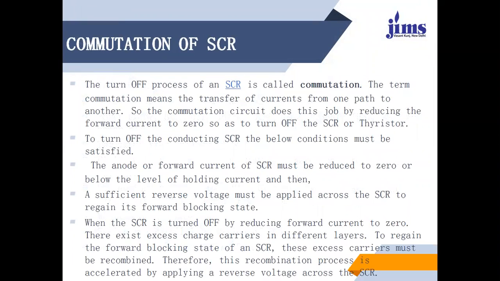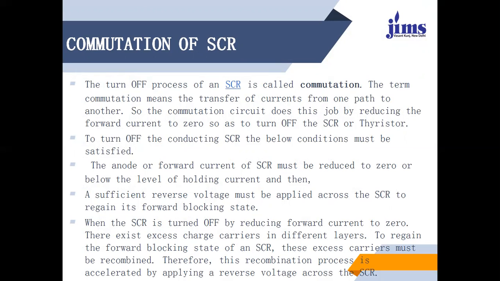The turn-off process of an SCR is called commutation. The term commutation means the transfer of current from one path to another. So it may be a commutation of SCR, it may be a commutation of TRIAC, it may be a commutation of other devices associated with power electronic devices, or devices which operate on high voltage and high current. So the commutation circuit does this job by reducing the forward current to zero so as to turn off the SCR or thyristor. To turn off the conducting SCR, the below conditions must be satisfied.